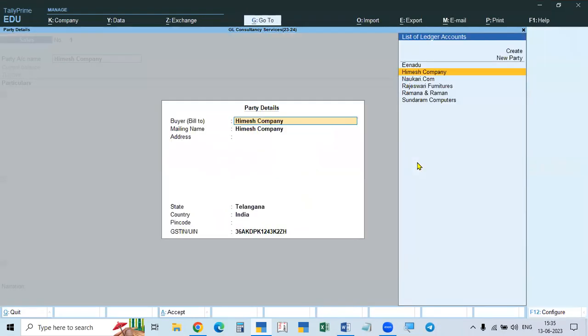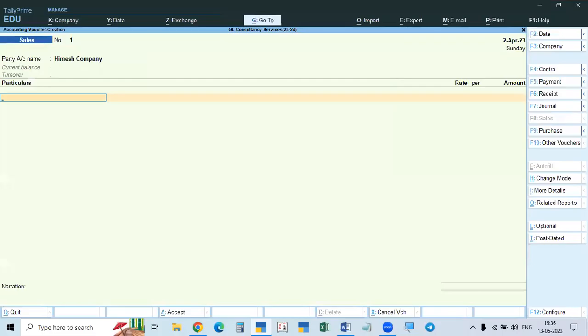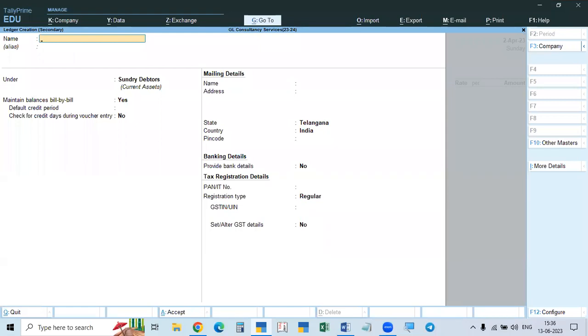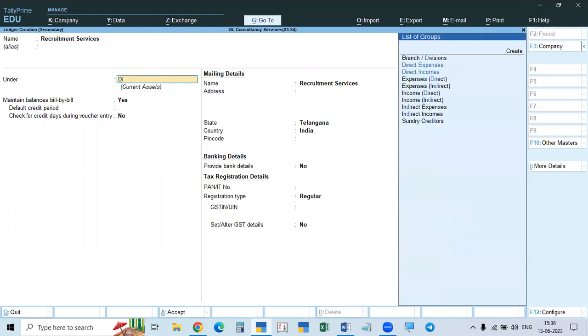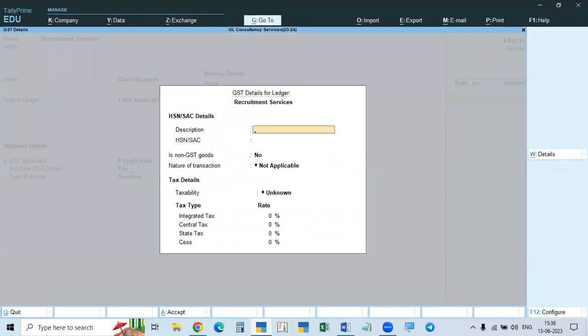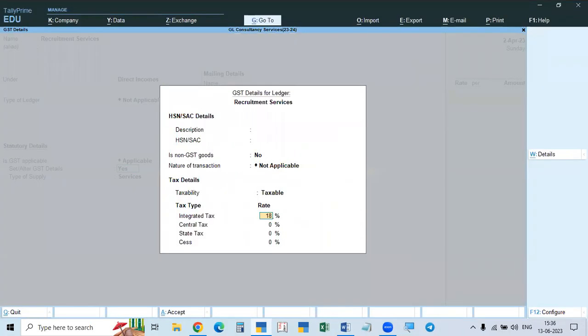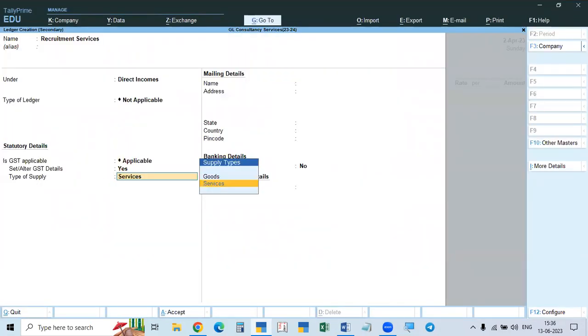Okay, so accept. Now, what are you selling? Recruiting 5 people. You can call it in Indian terms, but I call it recruitment service. Recruitment service I am giving. It is direct income for us, and it is taxable. So we have to set the GST and SAC code. What is the amount? The amount is 25,000 rupees and the tax rate is 18%. It is also a service.